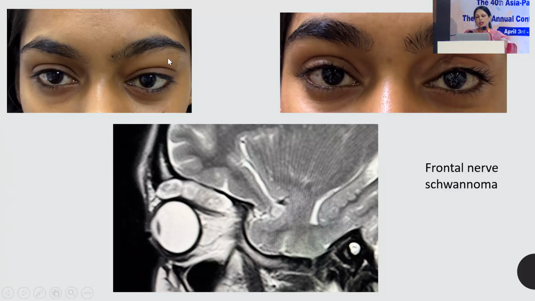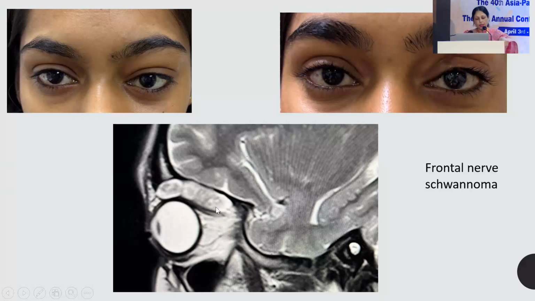She presented with a supraorbital fullness, and on getting a scan done, I saw that there was a mass which was extending right till the orbital apex. It was actually a frontal nerve schwannoma. So now we see that this mass is going right till the apex.